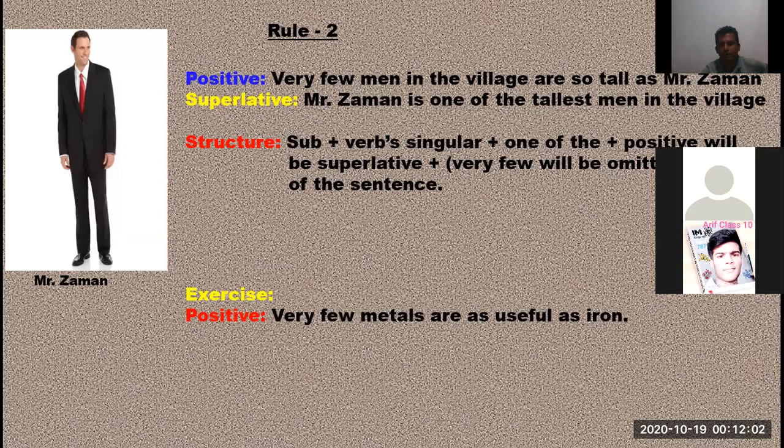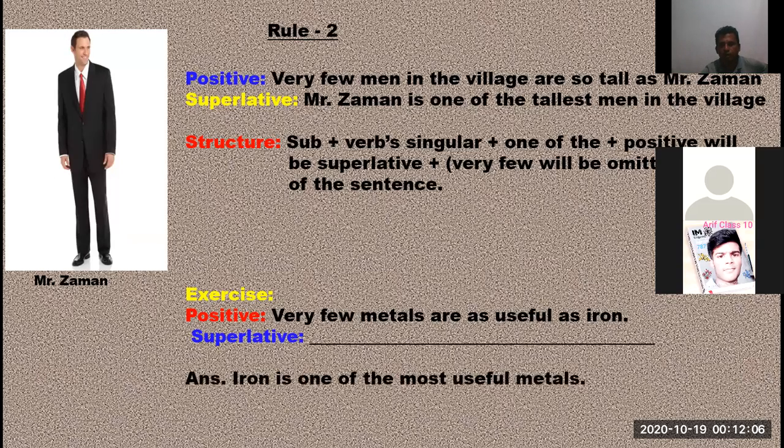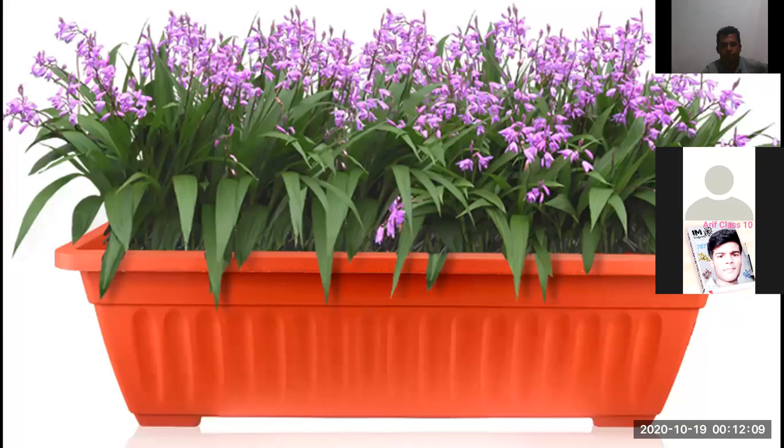Very few metals are as useful as iron. Iron is one of the most useful metals.